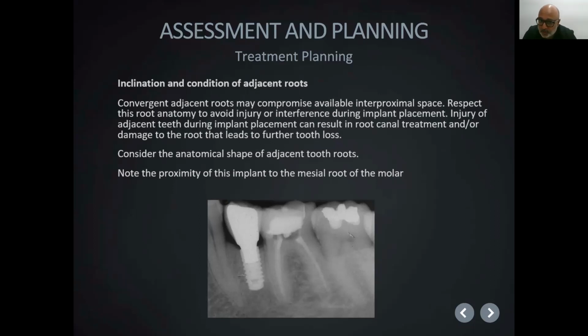Consider the anatomical shape of the adjacent tooth roots. Note the proximity of this implant to the mesial root of the molar. It is very close. And we're not talking about the body of the implant by itself, but also the thread or the ferrule. I don't think this is super close, but it's pretty much getting to the border of just under 1.5 millimeters. Ideally, we would want this moved along at least another millimeter or so mesially.